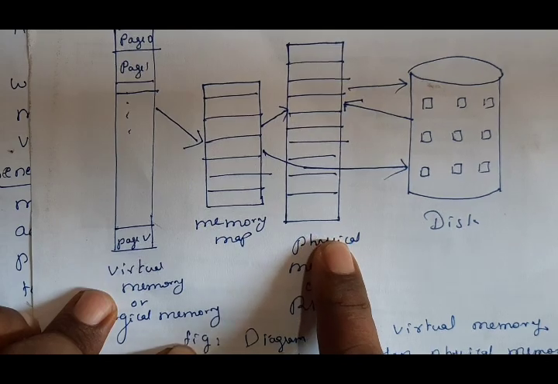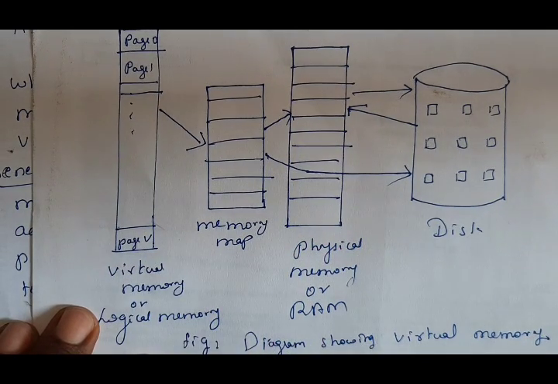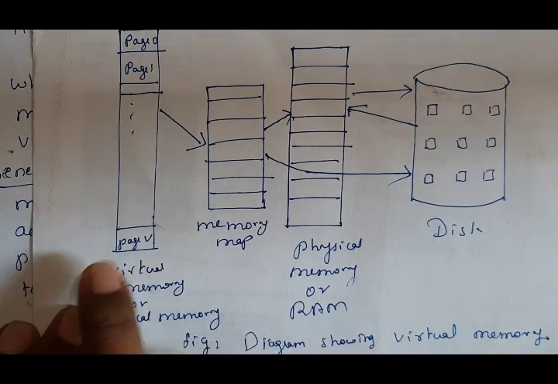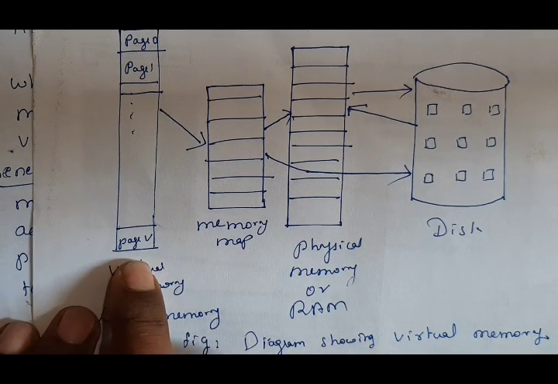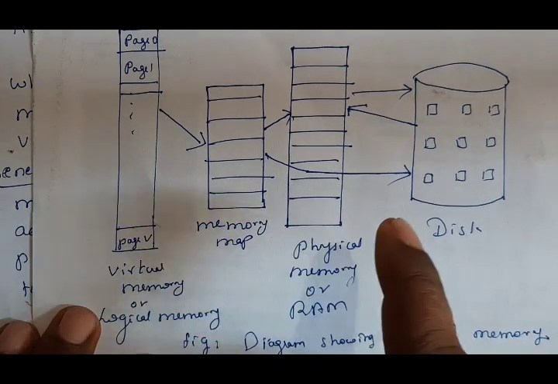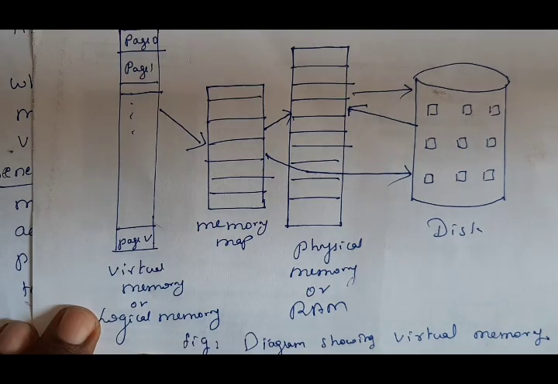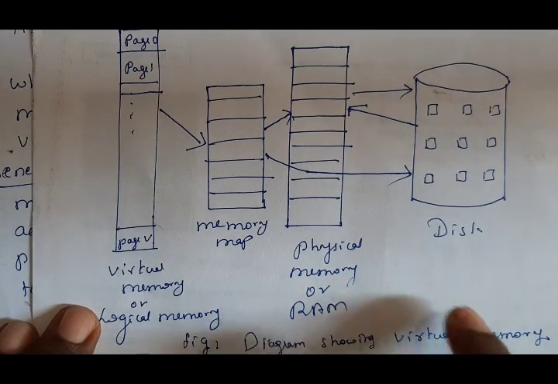So virtual memory helps the programmer. If the program is big, he can execute the program in virtual memory. If the memory in physical memory, in RAM, is less, then the programmer can execute in virtual memory. Clear? Next.